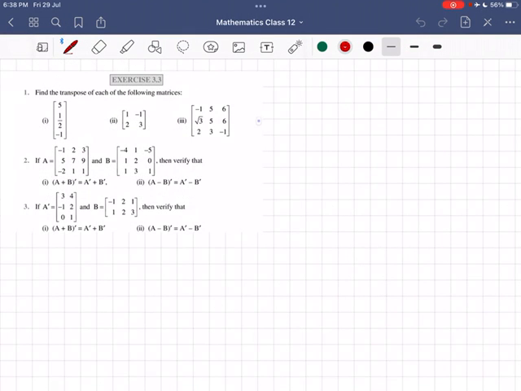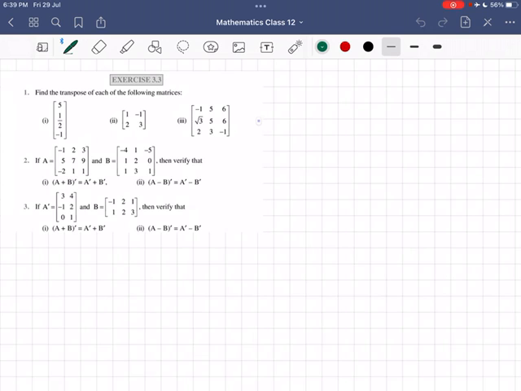So now we have exercise 3.3. It says we need to find the transpose of each of the following matrices. The first one is a column matrix, right? Why is it a column matrix? Because it has only one column. So we need to do the transpose of that column matrix.